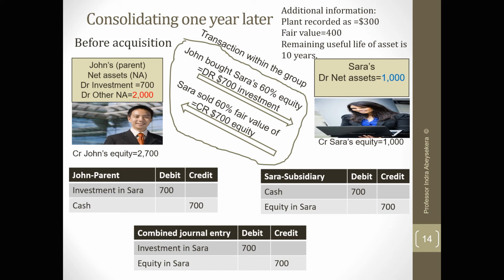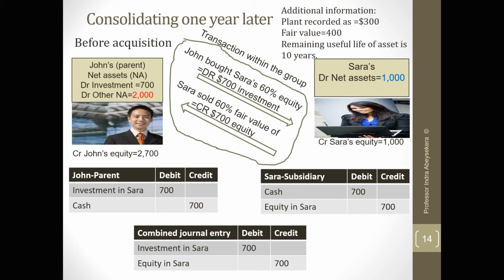So if you look at individual ledgers, we see that John recorded debit investment in Sarah, 700, credit cash, 700. Sarah, credit equity, 700, debit cash, 700. If we combine the two general journal entries, what we will have is debit investment in Sarah, 700, and credit equity in Sarah, 700. So it is this journal entry that we are supposed to eliminate.